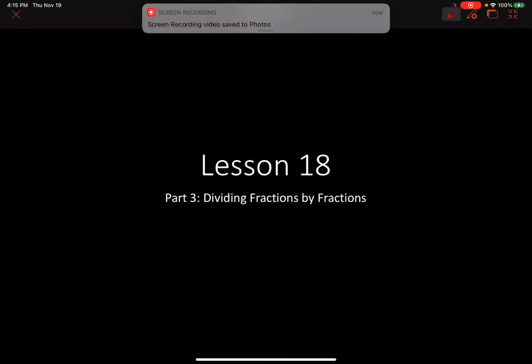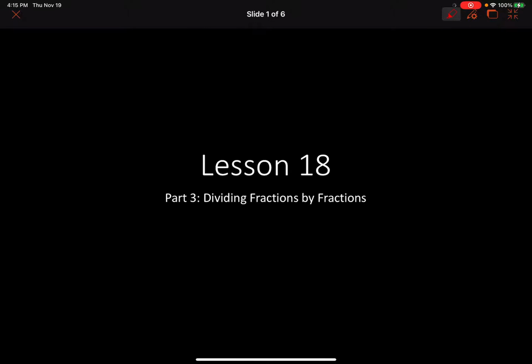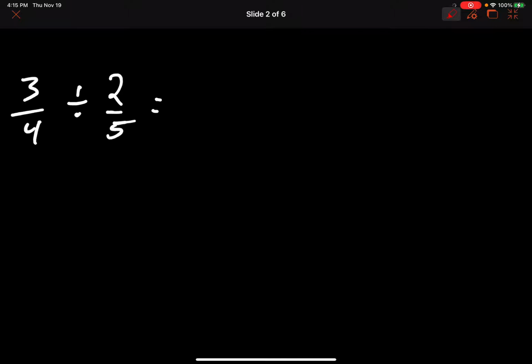Okay, so welcome back. Lesson 18, part 3, dividing fractions by fractions. So now that we're feeling more comfortable with dividing fractions by fractions, we are going to teach you a shortcut. When we're looking at dividing fractions by fractions that have different denominators, there's a shortcut, and it's called flipping the second fraction upside down and multiplying.